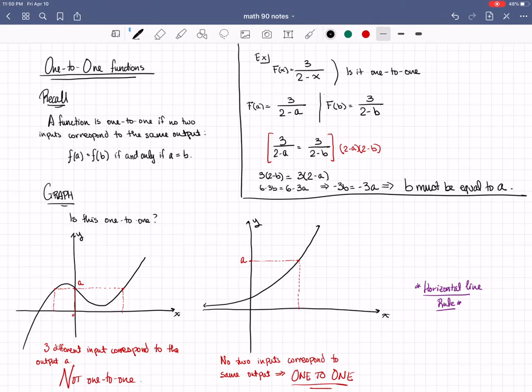So what we see here is, yes, we can write it in pretty color. Yes, f of x is one-to-one.